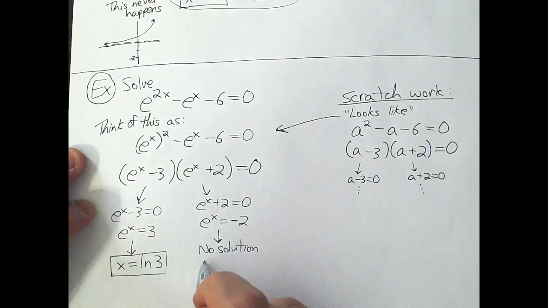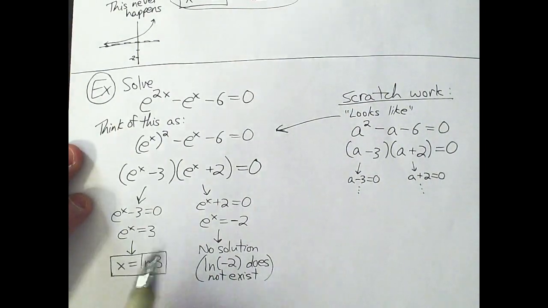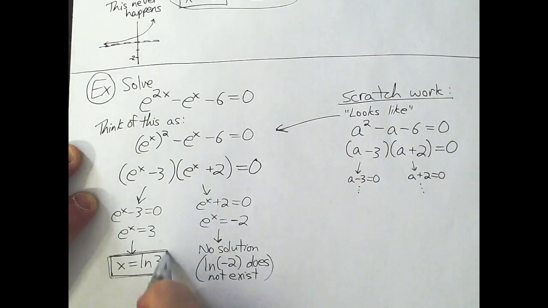You could also say that the reason there's no solution is because ln of negative 2 does not exist. That's another way to think of it. But whichever way you think of it, this problem has one solution, x equals ln 3.